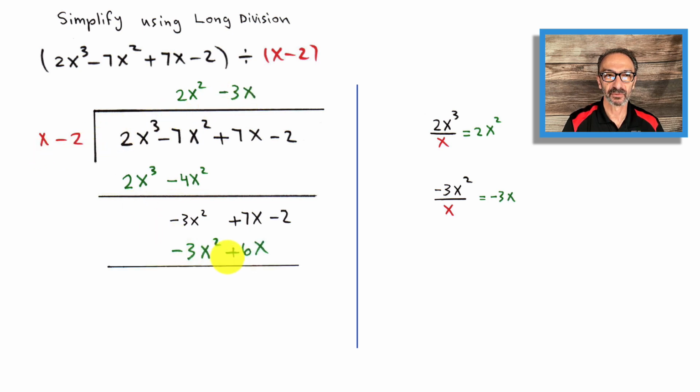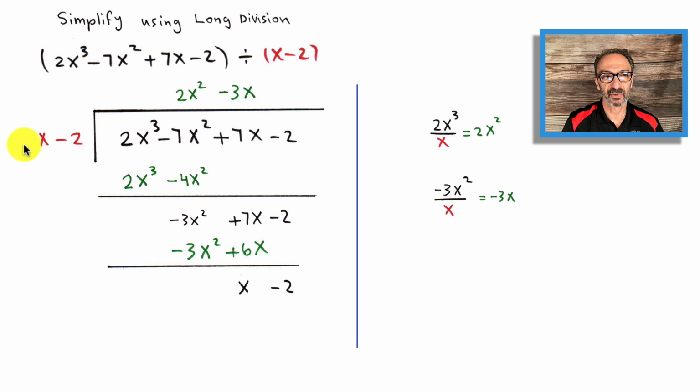Negative 3x times x is negative 3x squared. Negative 3x times negative 2 is positive 6x. Again, we change the signs and we add. This will cancel, and that will be a minus 6x. When we add it to 7x, we get just 1x. We'll bring the minus 2 down. We repeat the same process.